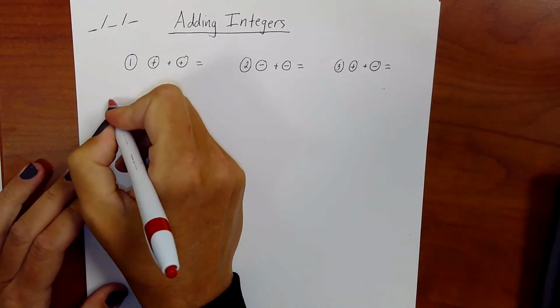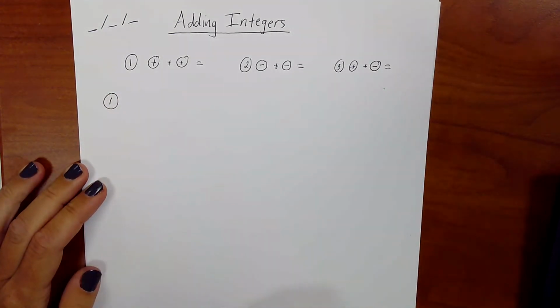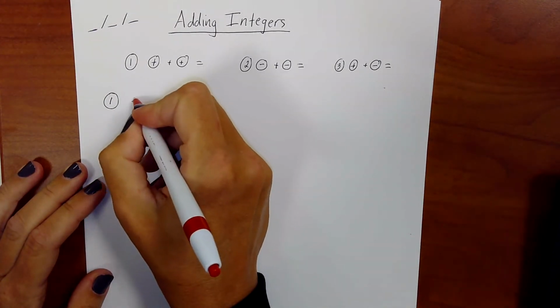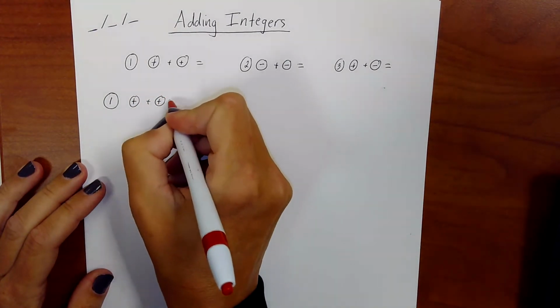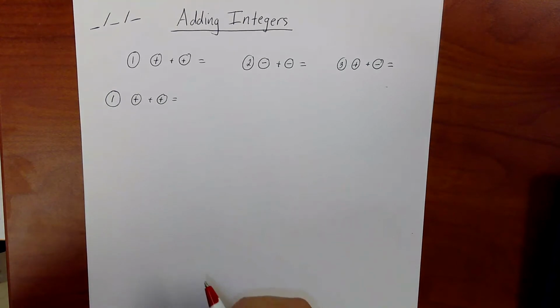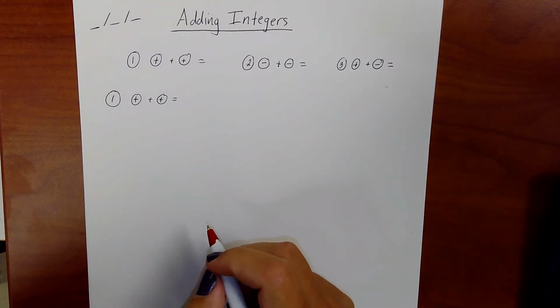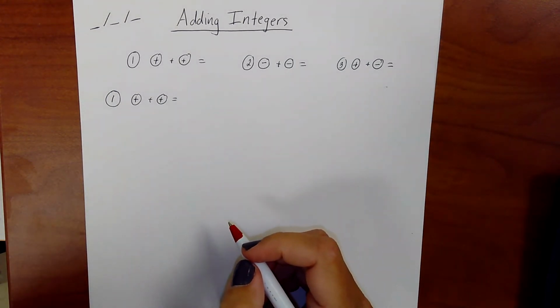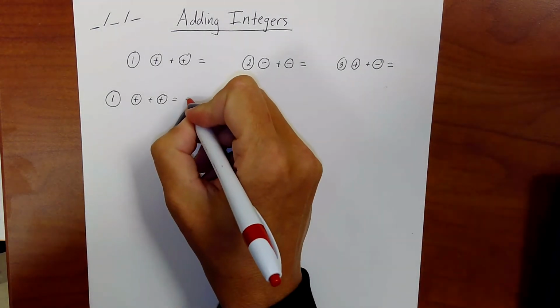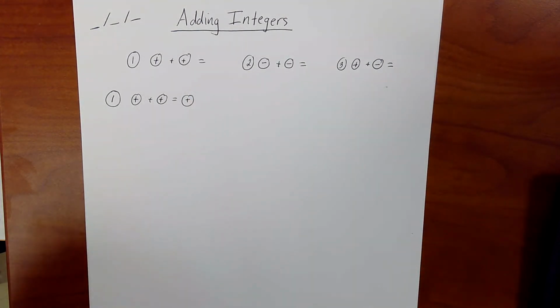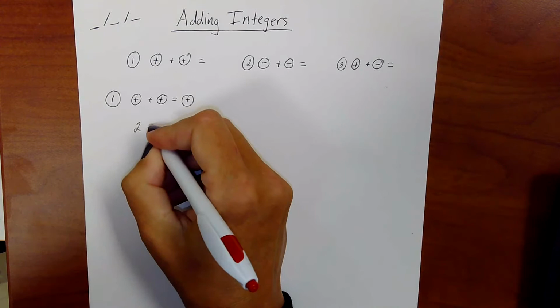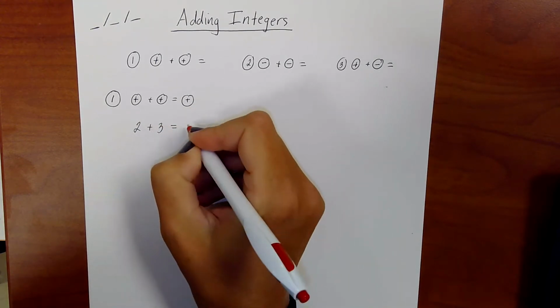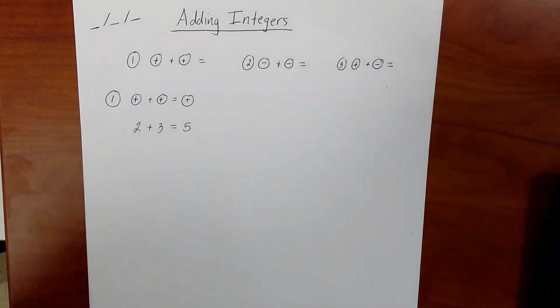Okay, so let's do the positives first. And I think you guys already know the answer. You've been adding positive numbers together forever. Have you ever gotten a negative number? No. So it's going to be positive, but let's look at why. So if I gave you positive 2 plus positive 3, why is it positive 5? Think of ways that you could explain it to someone who's learning how to add.